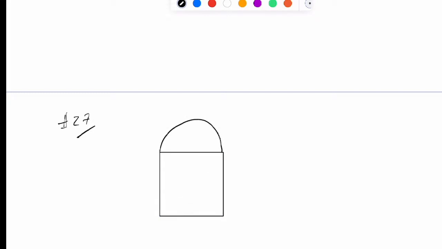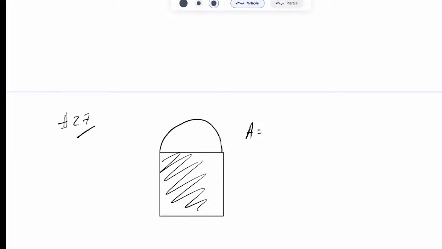The idea with 27 is you have like a rectangle and you have like a semicircle here. And in 27, the rectangle part emits twice, like there's twice the amount of light coming through here. So if you calculate the area of this shape, the area of the shape is broken up into area of the semicircle plus the area of the rectangle, right?